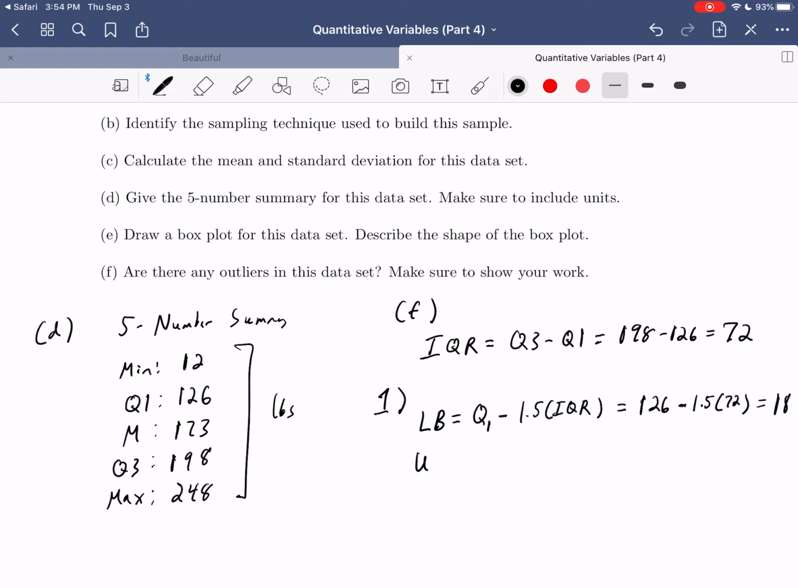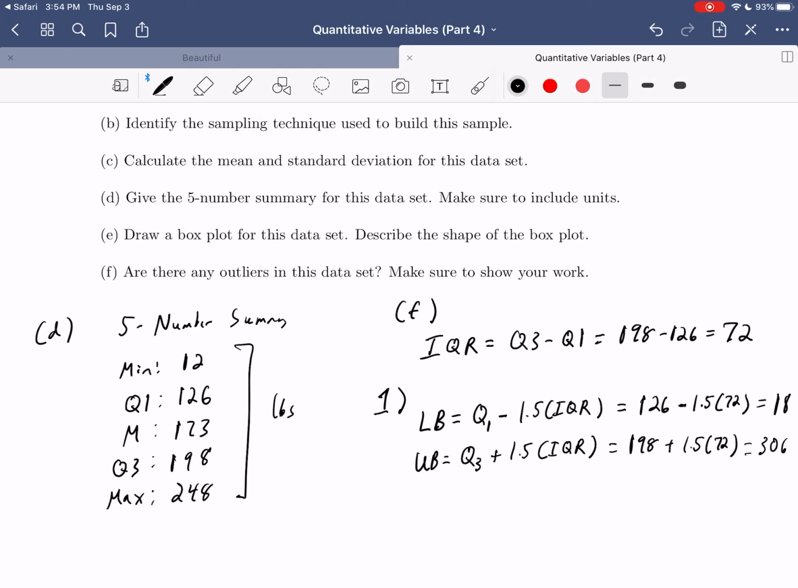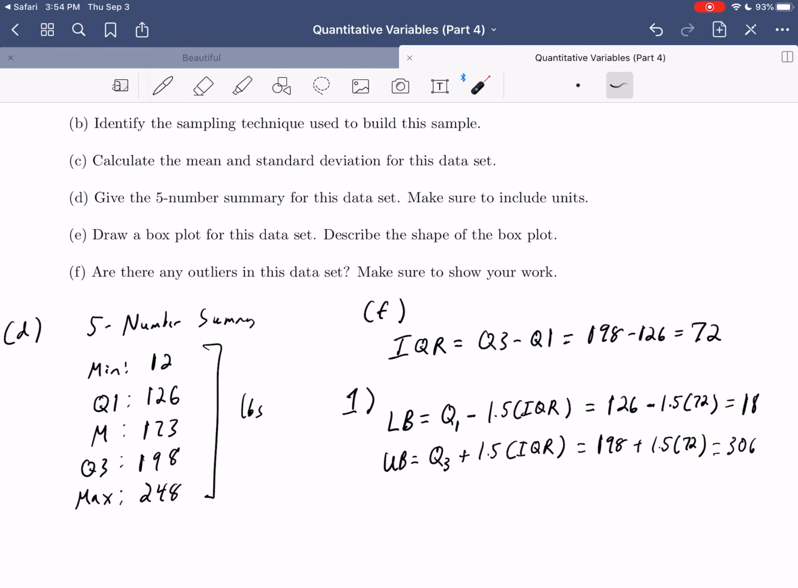And for the upper bound, Q3 plus 1.5 times the IQR. So this time we use Q3, which is 198, and we add 1.5 times 72. Again, just type that directly into the calculator, 198 plus 1.5 times 72. You should get 306. So the lower bound is 18, the upper bound is 306.